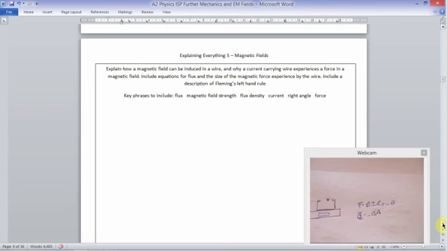Include a description of Fleming's left-hand rule. Okay, so remember, these are all about the idea that they've got to be at right angles to each other. If everything's at right angles to everything else, you get the maximum force. That's why there's the idea of sine theta in here, because sine 90 is 1. If things are not at right angles to each other, then you're not going to get the maximum force out of the situation. You're going to get a sine component of that, essentially.